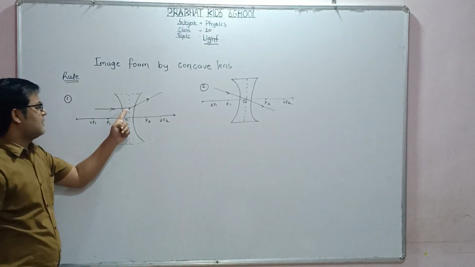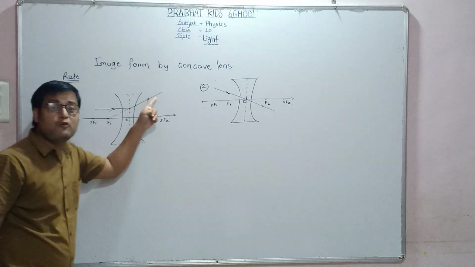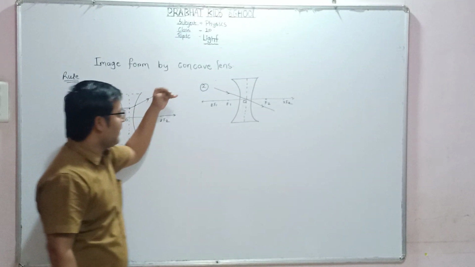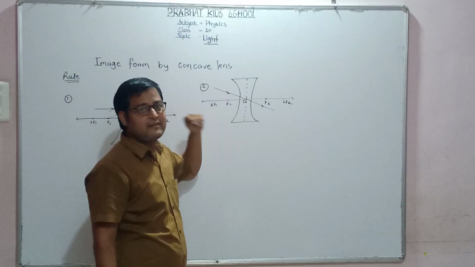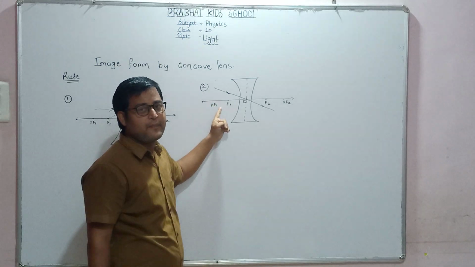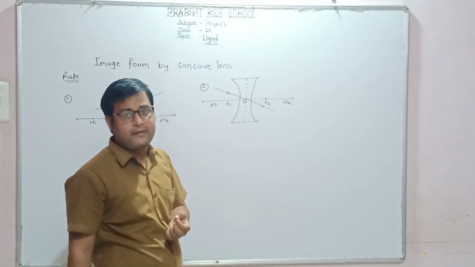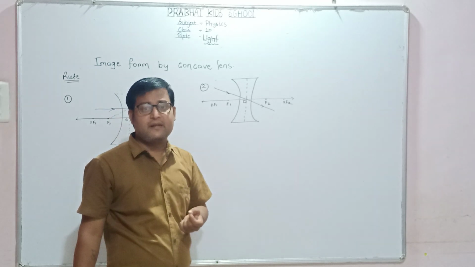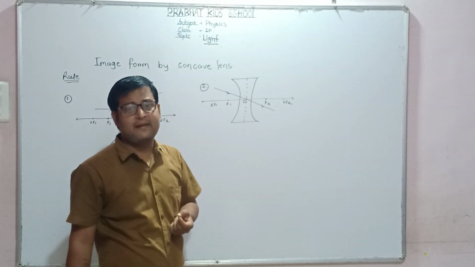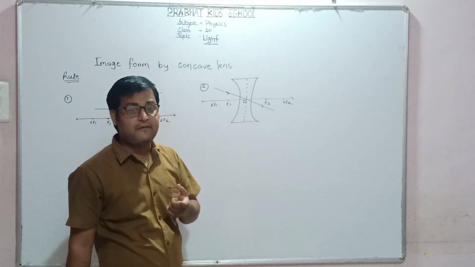Any ray going parallel to the principal axis appears to be diverged from the focus. Any ray moving through the optical center goes straight. The optical center is a point through which, when a ray of light passes, it is undeviated.